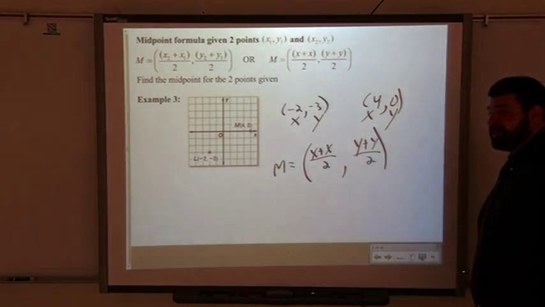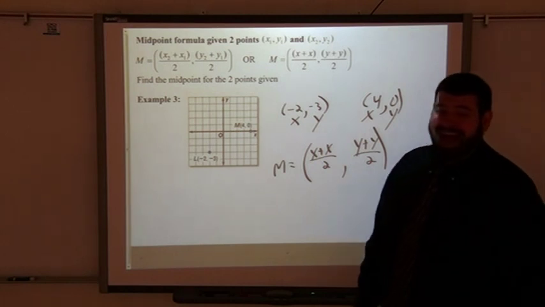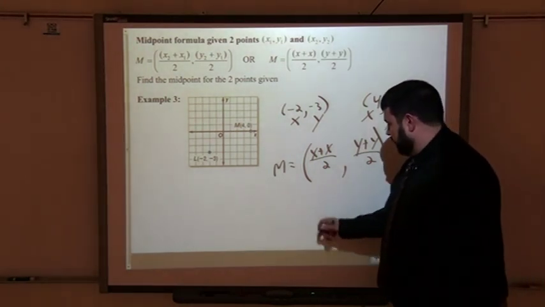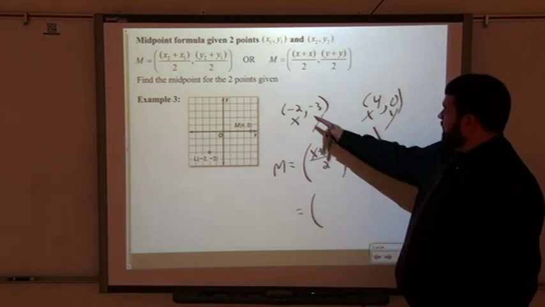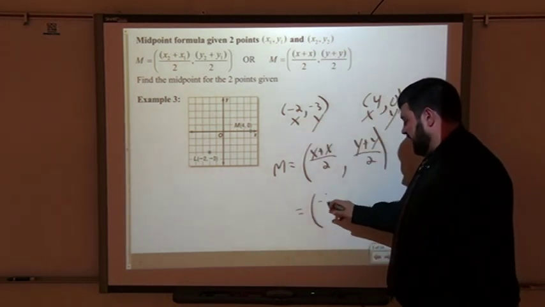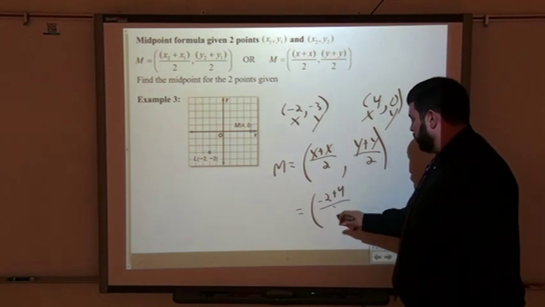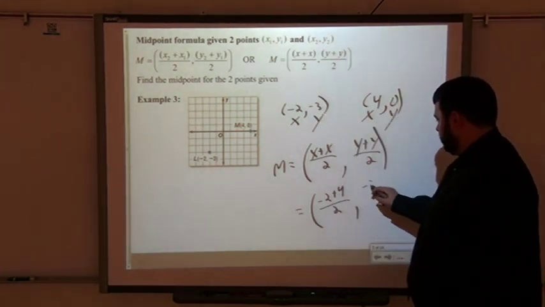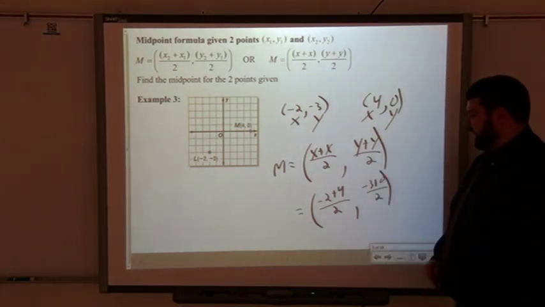Third secret phrase, Aldo. Okay, so plug in here. Negative 2 plus 4, that's exactly what I write. Negative 2 plus 4 divided by 2. Negative 3 plus 0 divided by 2. X plus x, y plus y.